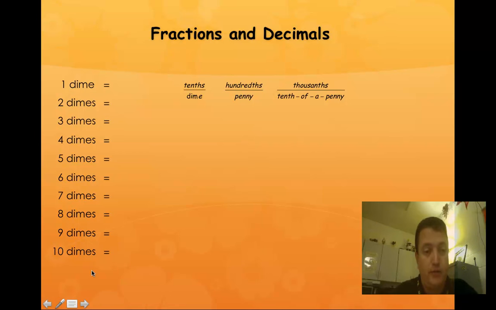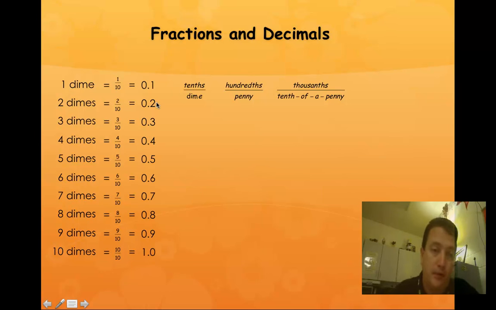So I've got 1 dime through 10 dimes here. If I write those as fractions, you'll see I've got 1/10, 2/10, 8/10, 9/10, 10/10, which we also know is a dollar. But look at those as decimal numbers, not in dollar and cents notation, but just as raw decimal numbers. I've got a 1 in the tenths place. Remember, that's 1 dime, 9 dimes.